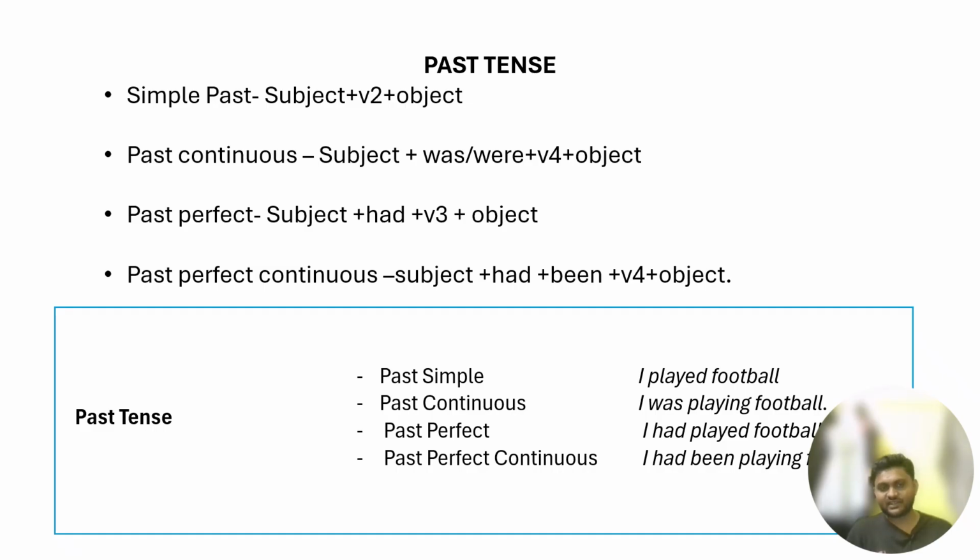Then we have past perfect. Past perfect has structure subject plus had plus V3 plus object. So its example would be I had played football.